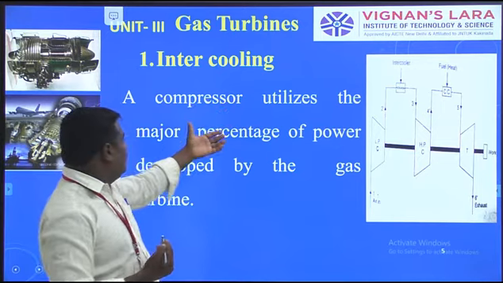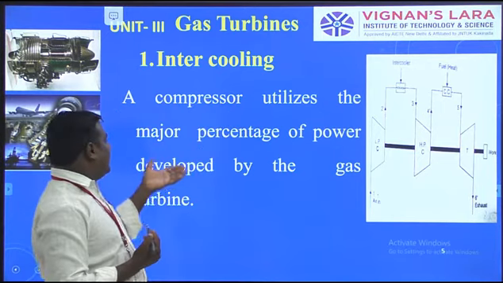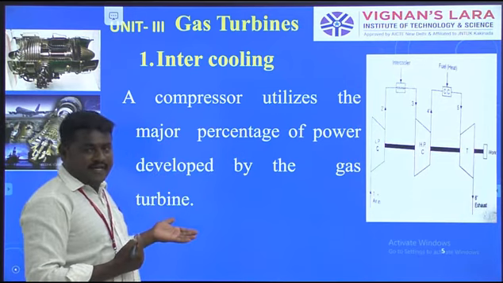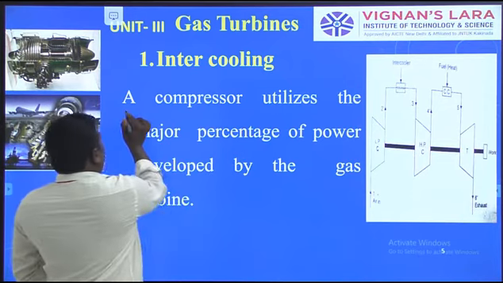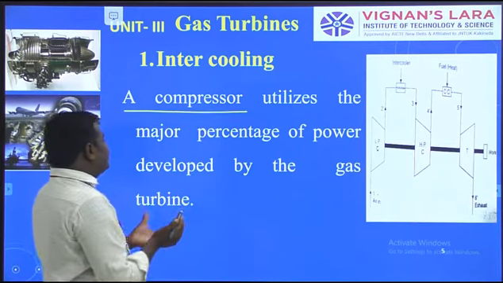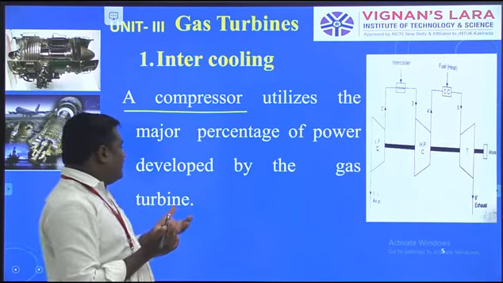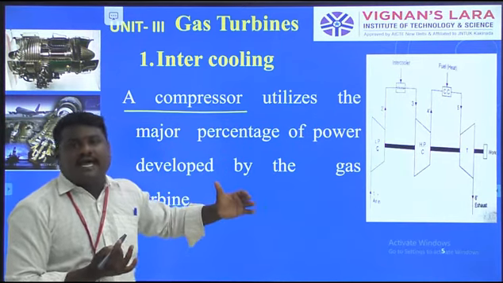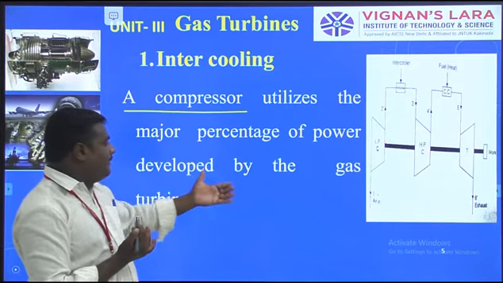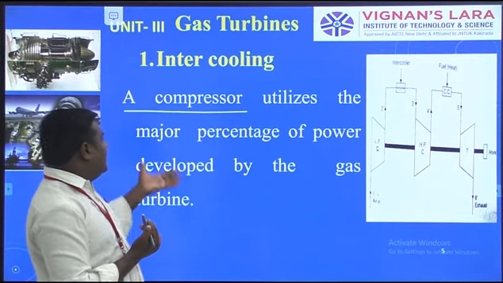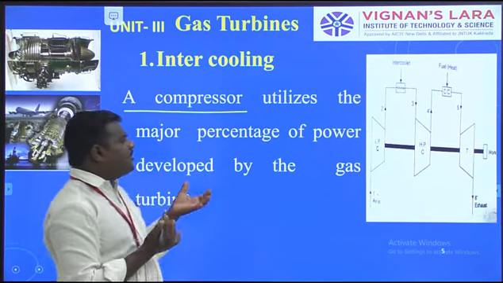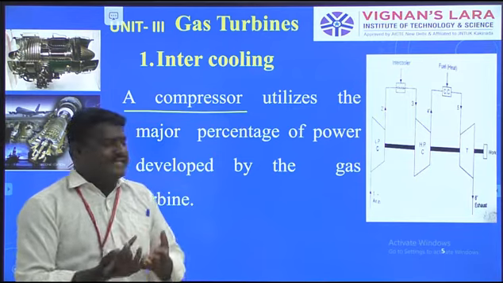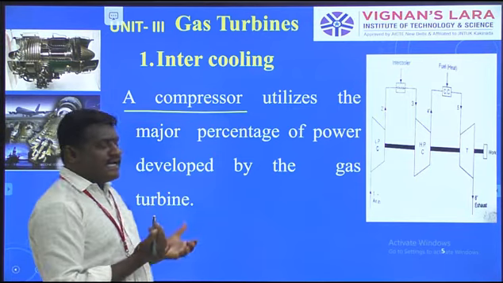In intercooling, a compressor utilizes a major percentage of the power developed by the gas turbine. So the compressor uses a major percentage of the power developed by the gas turbine.